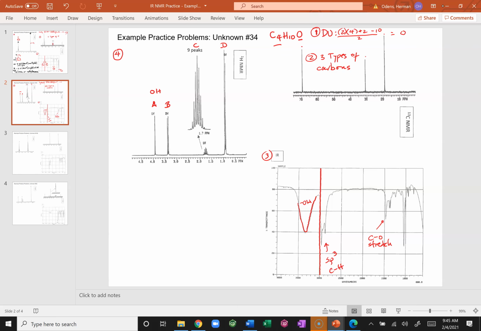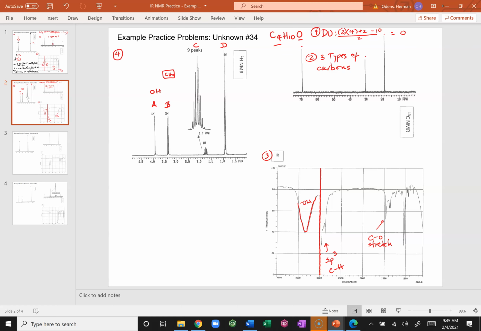Then I look at the next signal. The next signal is integrating for two H's. So what is that? It must be a CH2. What I like to do is write it down and put it in a box. That's just my style. You can come up with something else. But that tells me that that's my peak of interest. And then outside that box, I'm going to connect it to its neighbors.